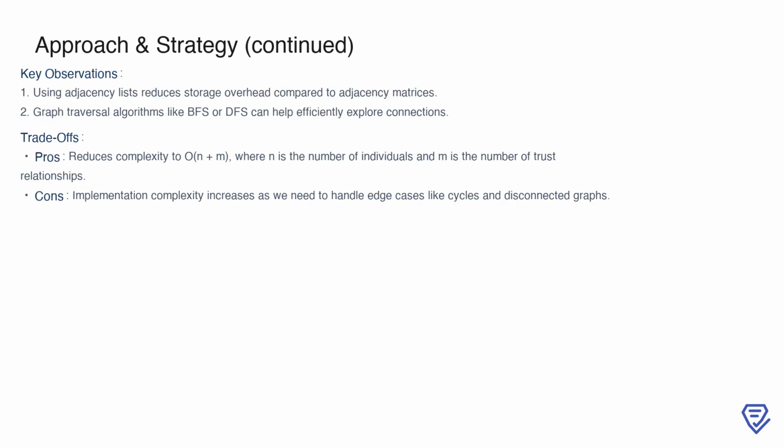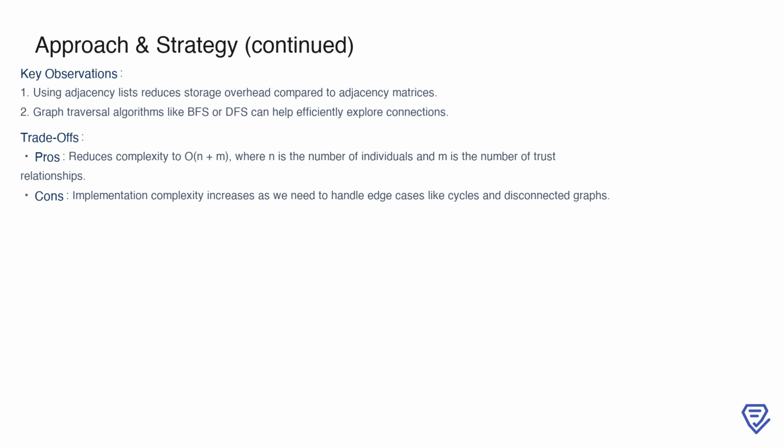Now, let's delve deeper into the graph-based approach. A key improvement here is the use of adjacency lists to represent the graph instead of adjacency matrices. This significantly reduces memory overhead while still allowing us to store and access trust relationships efficiently. Additionally, graph traversal algorithms like breadth-first search, BFS, or depth-first search, DFS, can be employed to explore connections and count trusted relationships. These algorithms are well suited for analyzing graph structures and can efficiently traverse the neighbors of each individual.